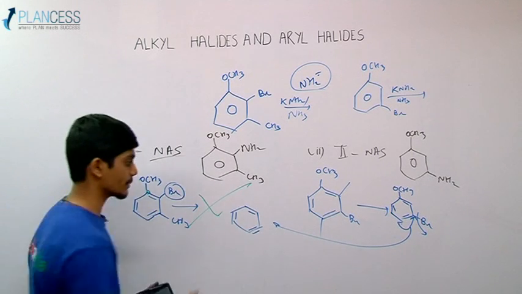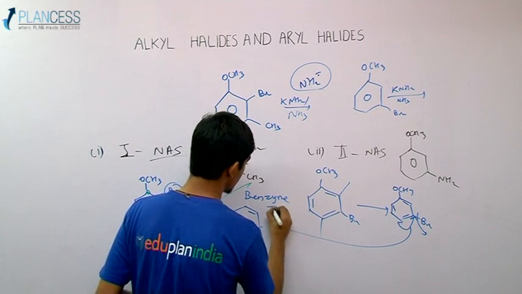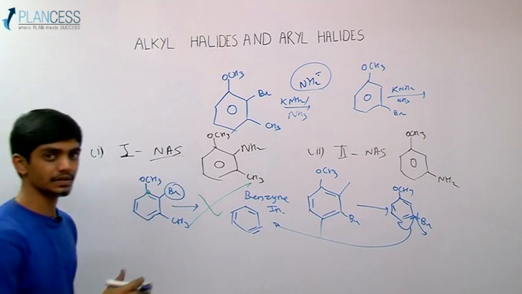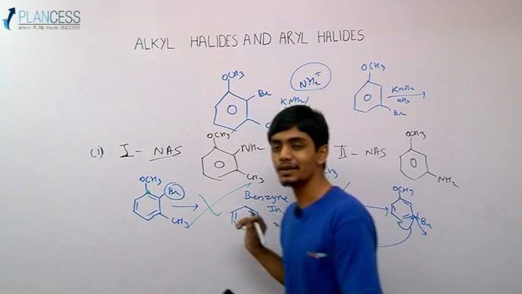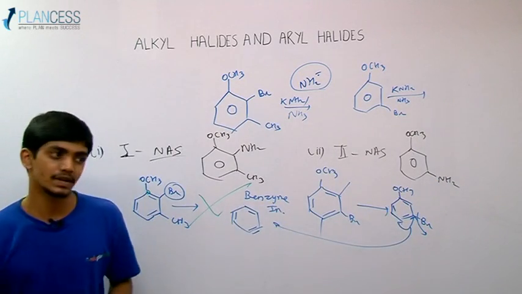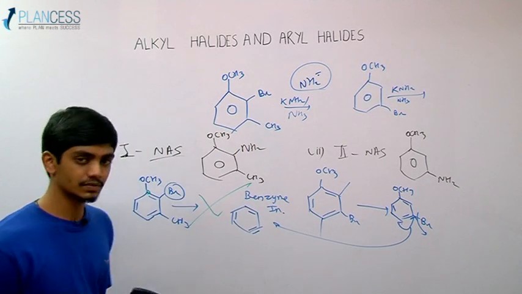Now this is called the benzyne intermediate, and this intermediate is a very special intermediate because although it doesn't look aromatic, it is an aromatic intermediate and hence a very stable intermediate. So now what is the next step?